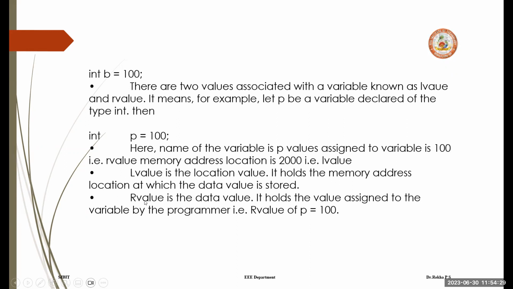What are L value and R value? The L value is the location value. It holds the memory address location at which the data value is to be stored. The R value is the data value. It holds the value assigned to the variable by the programmer.